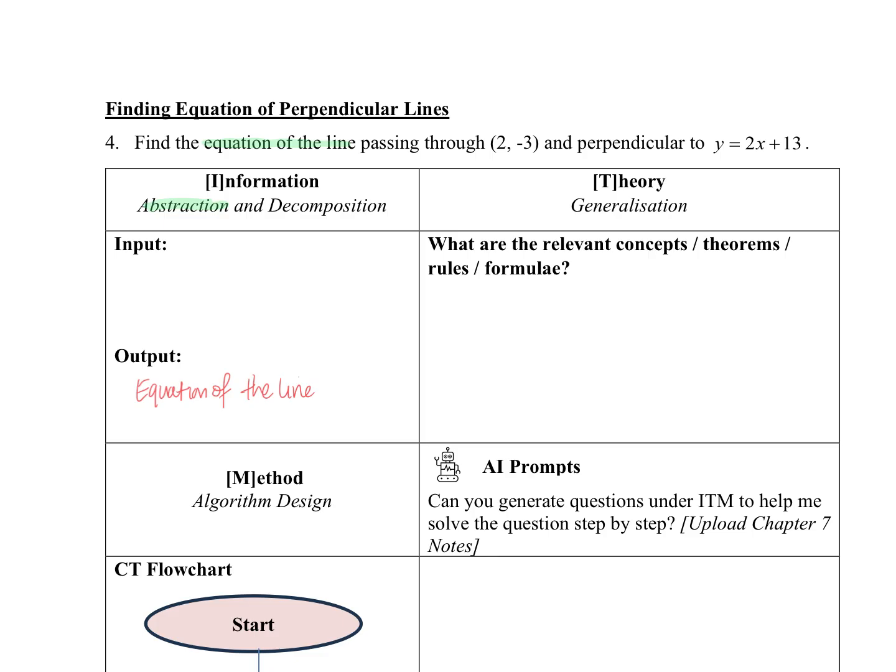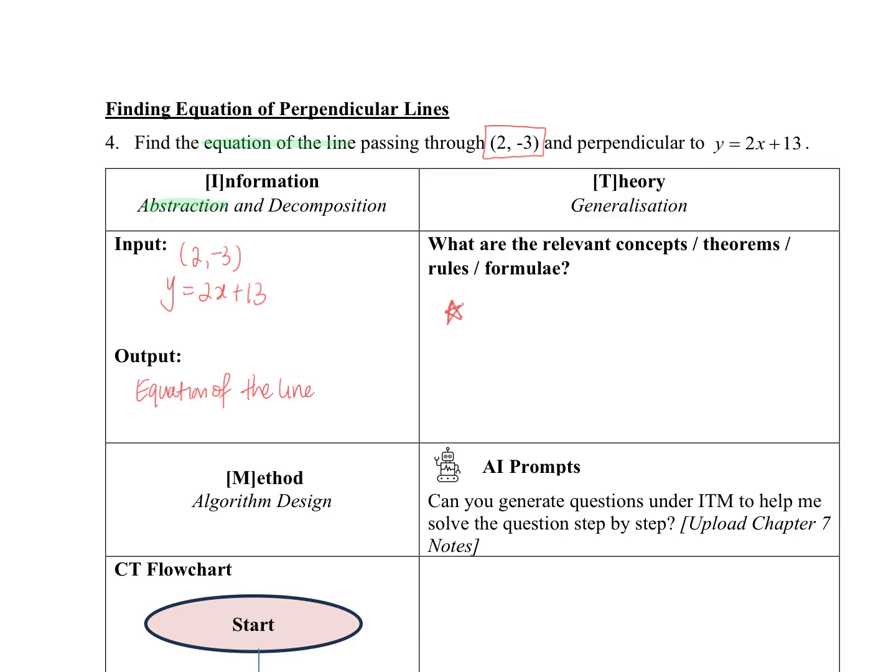And then the input they give me is this point. Okay, and then the equation of the line that it is perpendicular to. So these two are my input. This is the information that they gave me. So I want to know what are the theory that will help me find my equation. So what do you think is important here to help me find equation of the line? What do you think is important? Any formula that you have learned that will help you find equation of the line?